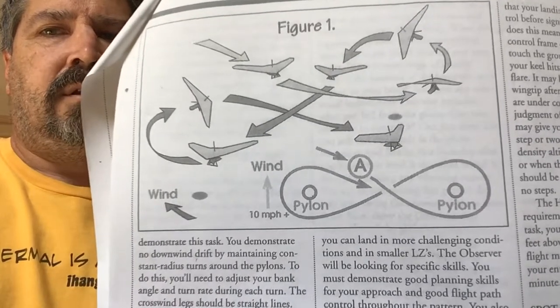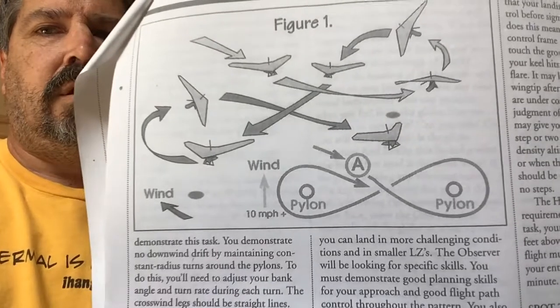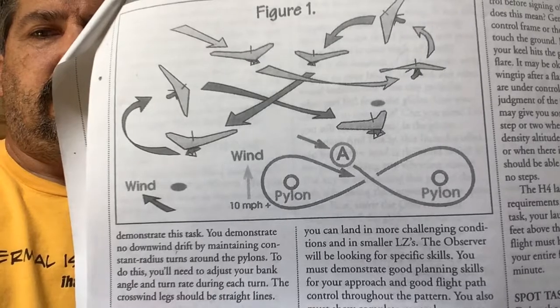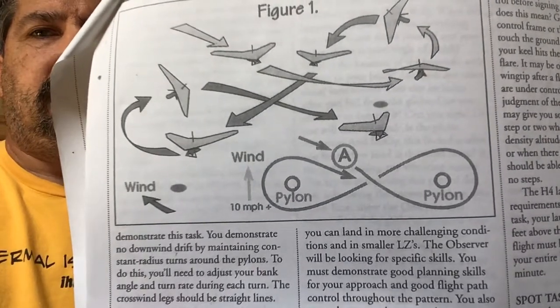So Figure 8's accounting for drift. Wind over 10 miles an hour.